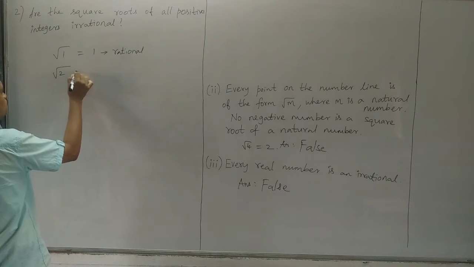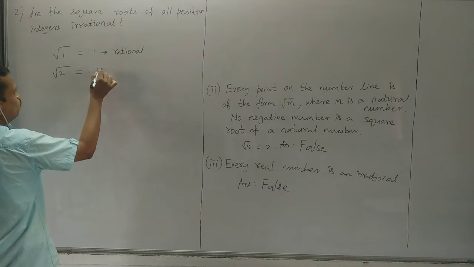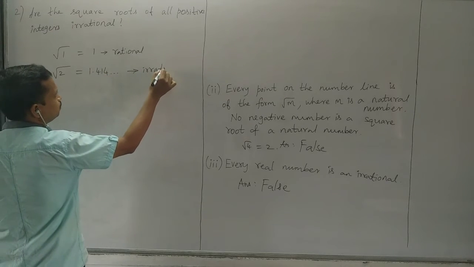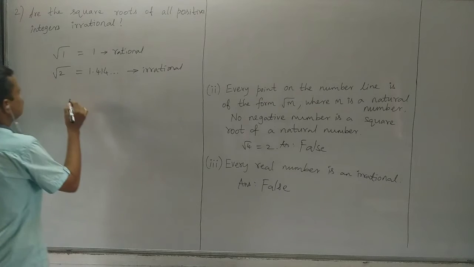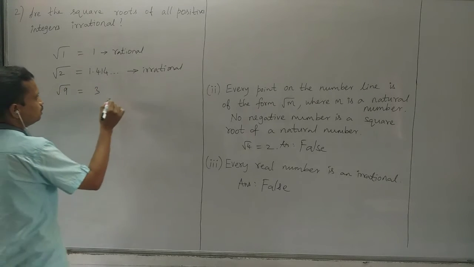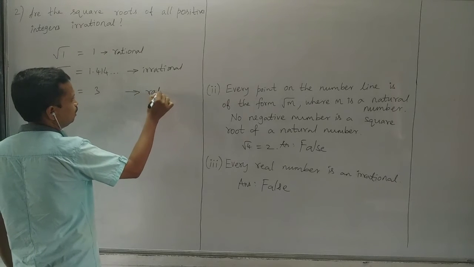Square root of 2 is 1.414, etc. Therefore, it is irrational. Square root of 9 is 3. It is rational.